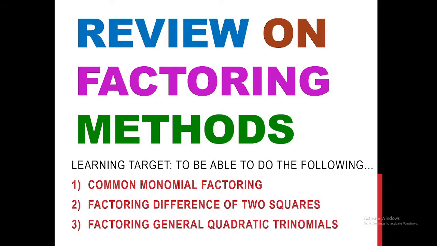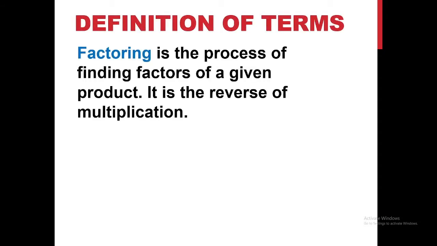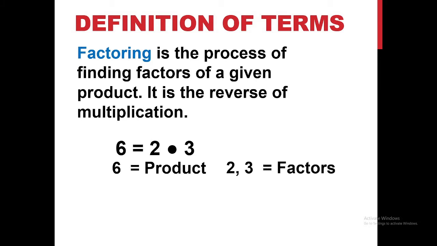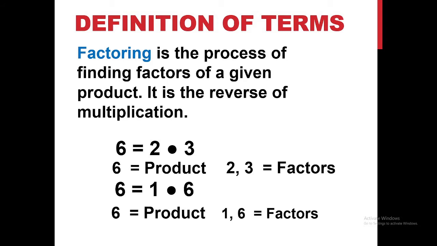Okay? Now, to begin with, let's first define what factoring is. Factoring is the process of finding factors of a given product. It is the reverse of multiplication. For example, I'm going to have 6. The factors of 6: 6 is equal to 2 times 3. So 6 is the product, 2 and 3 are the factors. Likewise, I can also have 1 times 6 for 6, wherein 6 is still the product, but the factors are now 1 and 6. So again, factoring is just the opposite process of multiplication.